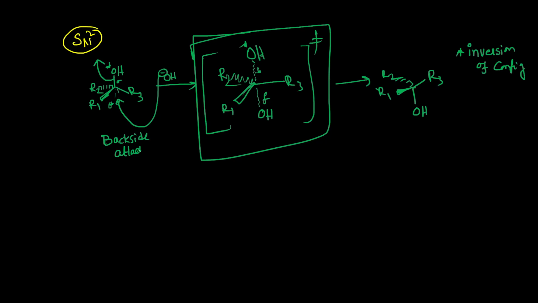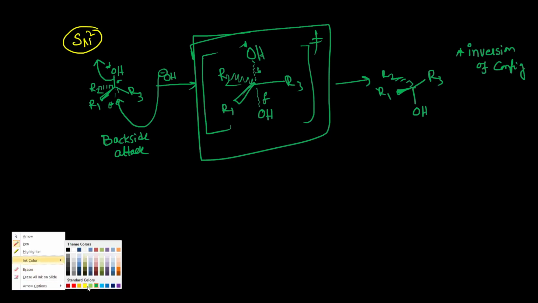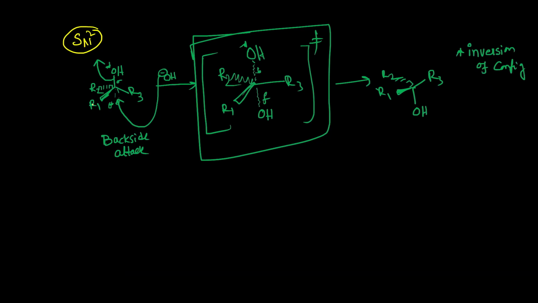Backside attack, right? Backside attack occurs in the SN2 reaction. That's why we get inversion of configuration here. Now, as there is backside attack, if the groups are large, then the backside attack will not be preferred. That means if groups are bulky, bulky means larger, then the rate will be slow. Okay.